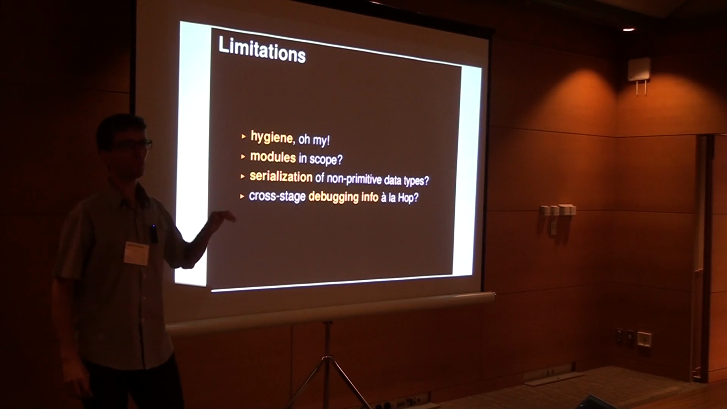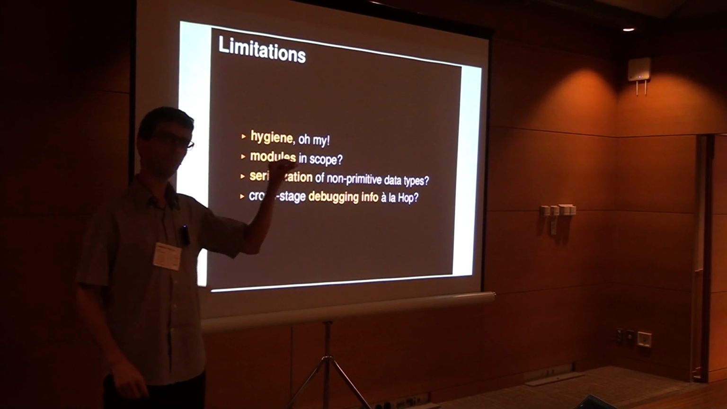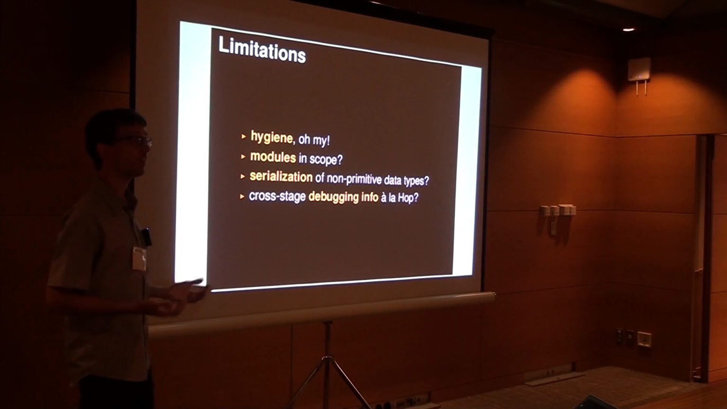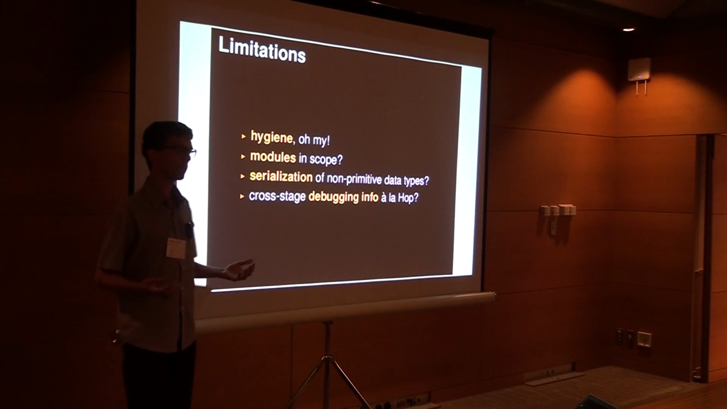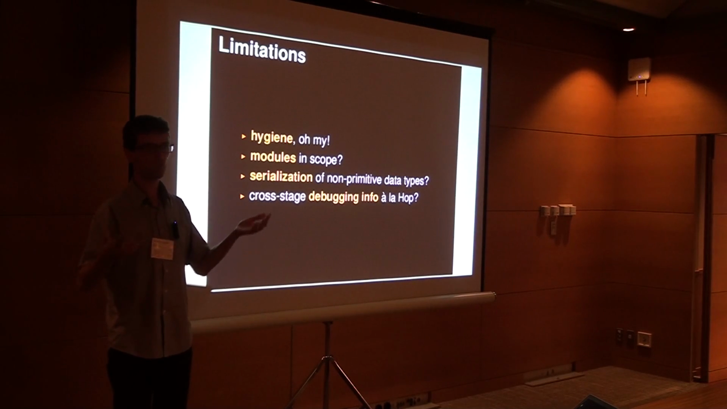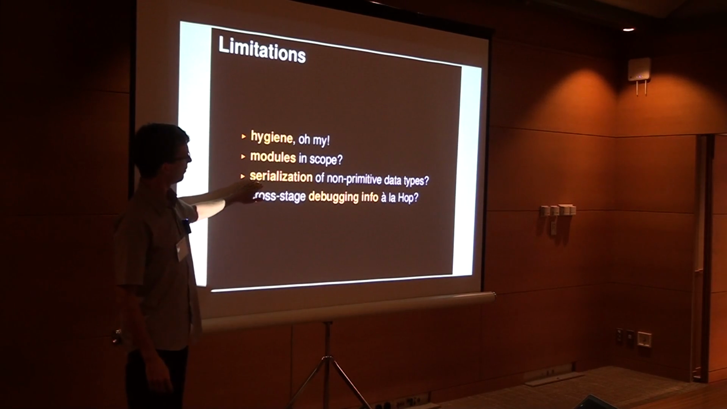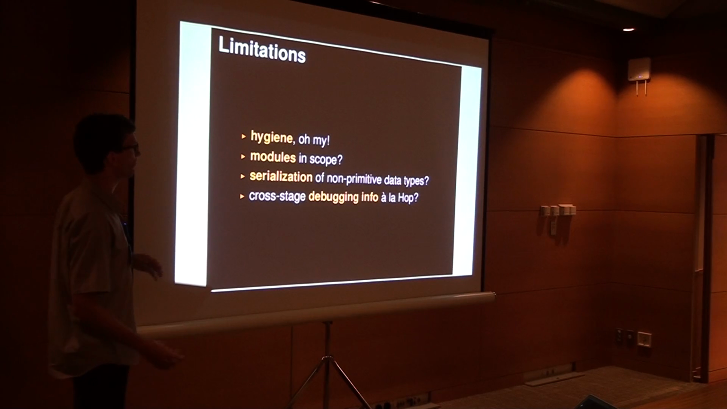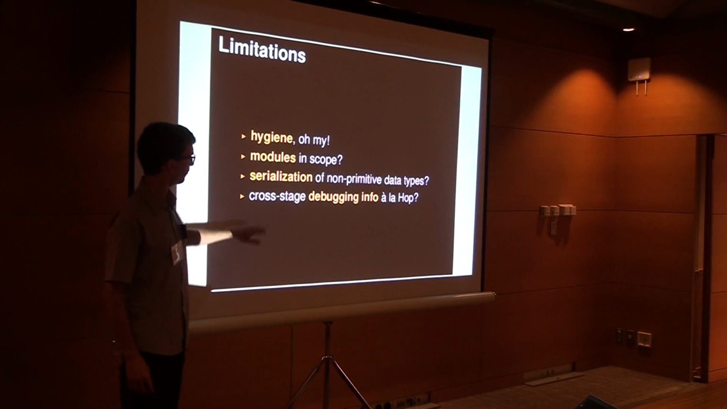It doesn't pay attention to modules in scope, right? So we have this with-imported-modules form, which talks about modules that need to be available in the build chroot, but we don't have a way to express modules that need to be available in scope in terms of Scheme, right? There is currently no serialization of non-primitive data types. Maybe that could be added later.